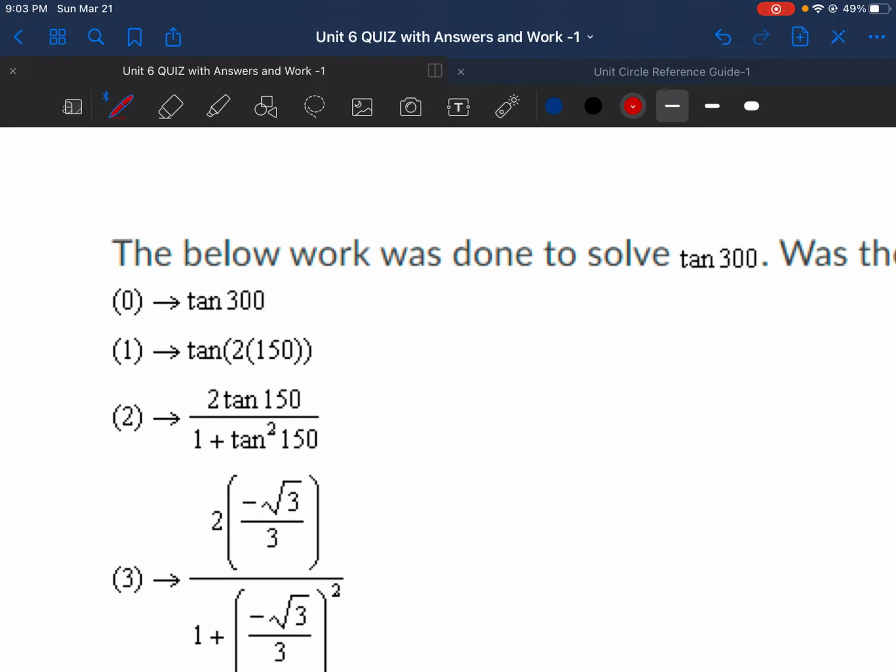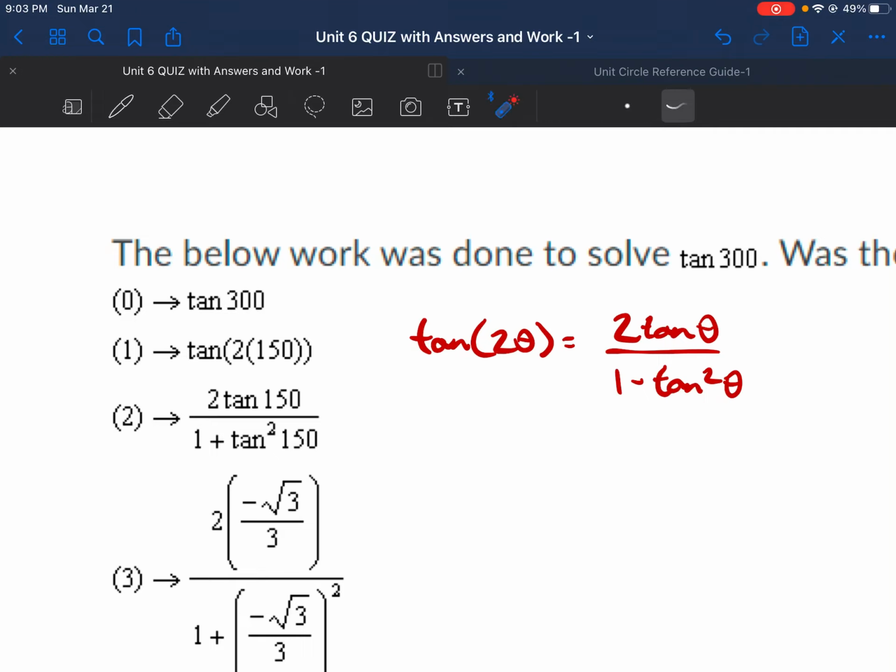Let's remind ourselves of what the double angle formula for tangent is. Tangent of 2 theta, so we're doubling the angle theta, is equal to 2 tangent theta over 1 minus tangent theta, or tangent squared of theta. Okay, that's our double angle formula. And we can see that theta, the angle that's being doubled, is 150. So I'll go ahead and label that as theta. And let's see if they applied it correctly.